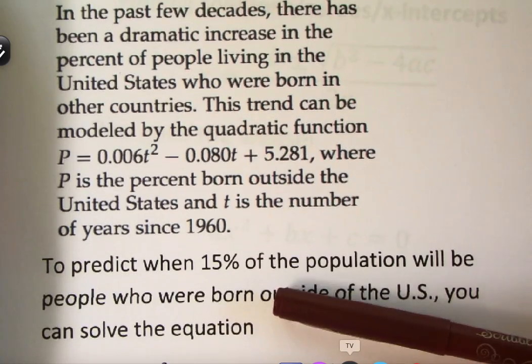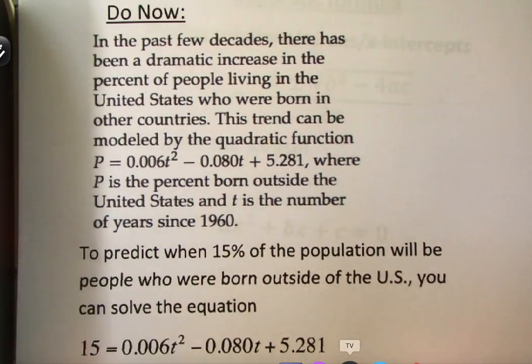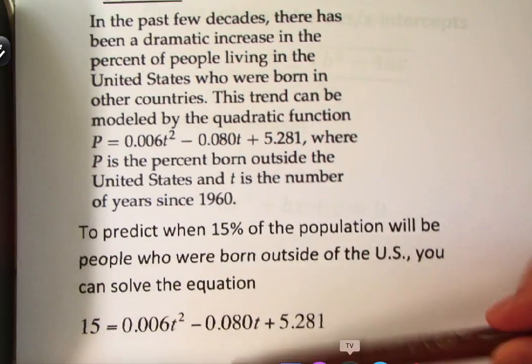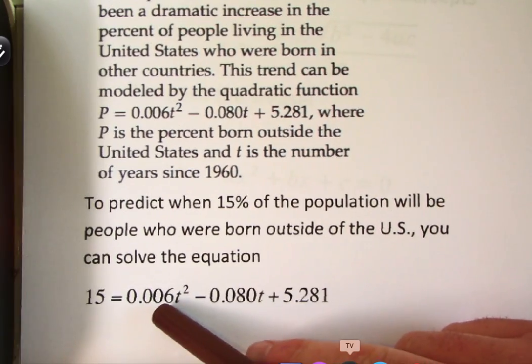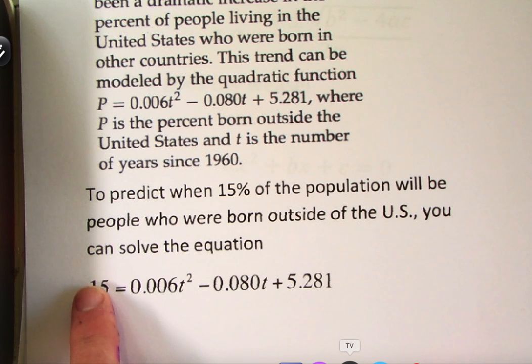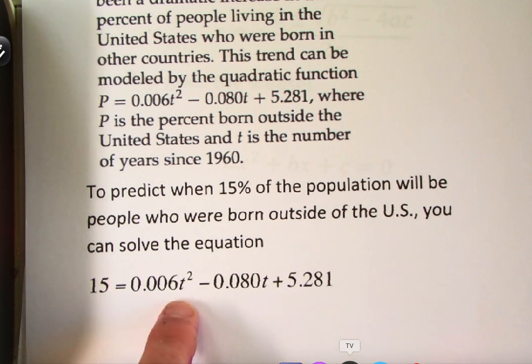All right, so say we wanted to predict when 15% of the population will be people who were born outside the United States. You could solve this equation. Put 15 in for p, and then solve this for t. So find the number of years since 1960 when it was at 15%. Okay. So if we wanted to do this, we'd have to use one of our methods. We'd have to factor, maybe graph. Take the square root. No, that doesn't work here. Or complete the square.